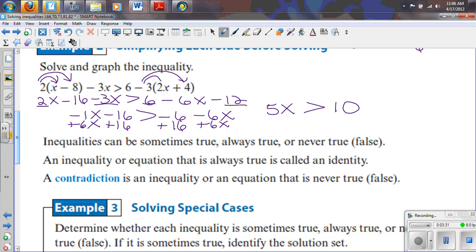And so you should be able to start doing those 2 steps at once. If you can't, just do them one at a time and follow the process through. And then the last step here is divide both sides by 5. So x is greater than 2.